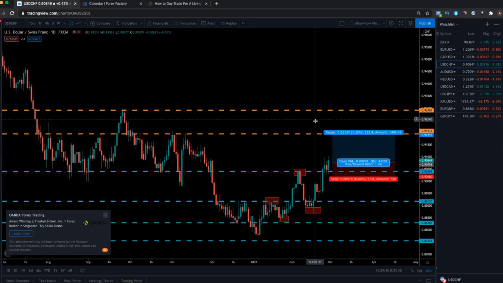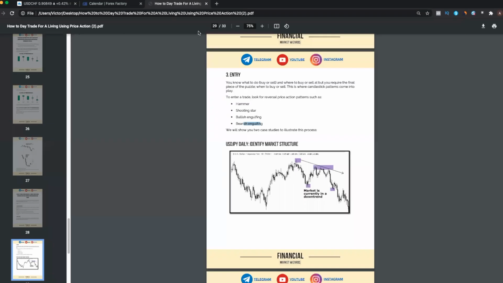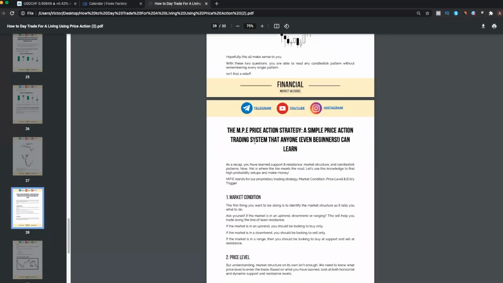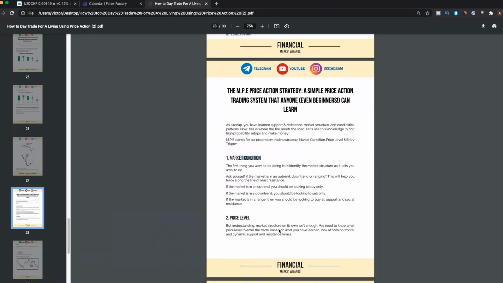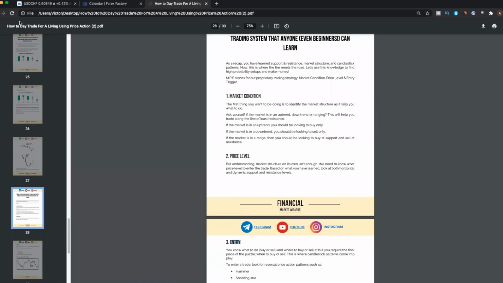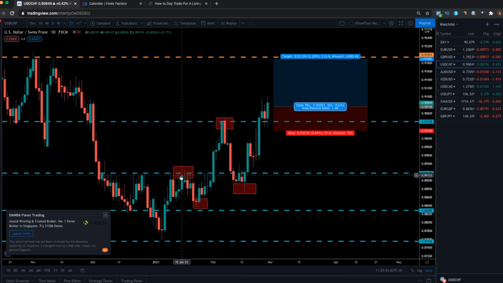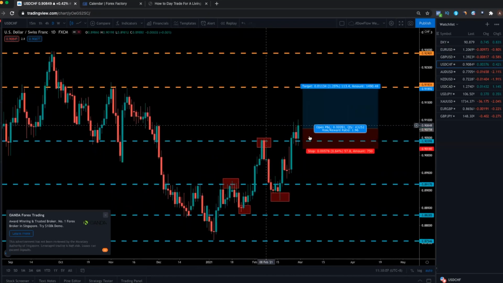So this is actually a setup that fulfills all three steps in the MPE trading strategy, because you have the market condition, you have the price level, and you have the entry. So if you see, the market condition is bullish, the price level is 0.90398, which is the previous resistance and support. And lastly, you have an engulfing pattern at this level. So this is actually a good trade.